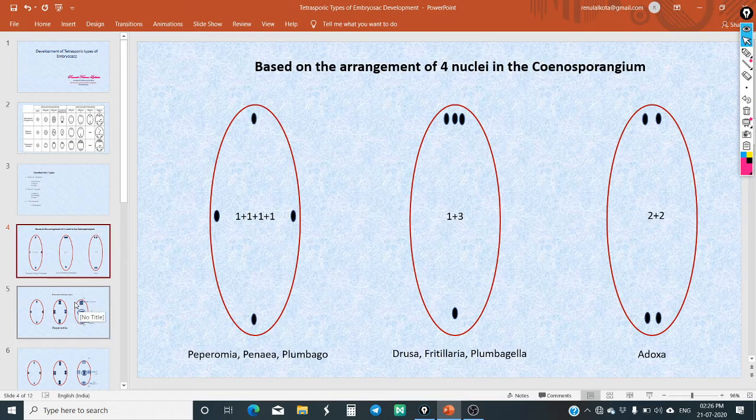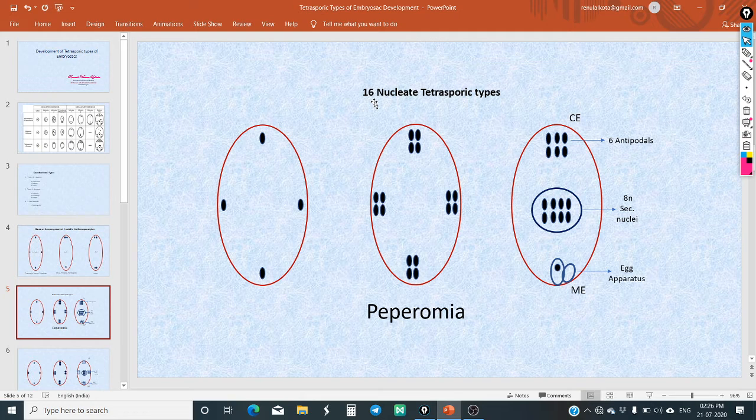See, 16 nucleate type of tetrasporic embryo sac development. The first one is Peperomia type. It shows 1 plus 1 plus 1 plus 1 arrangement in the megaspore cell. Okay, so what happens here? As a result of meiotic division, the megaspore mother cell underwent meiosis, and as a result, 4 haploid nuclei are present in the megaspore cell.